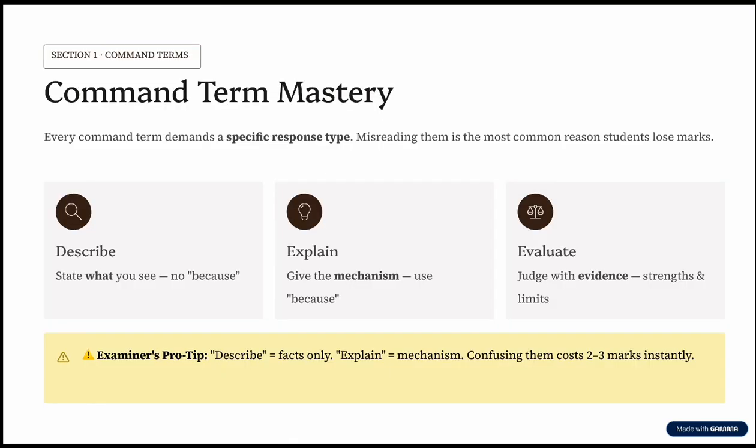First up, let's talk about the silent mark killers, command terms. Many students lose marks simply because they don't answer the type of question asked. If the paper says describe, just give me that what. Tell me the trend or the structure. But if it says explain, you have to provide the how or the why. Use the word because when the command term is explain. My examiner pro tip: don't write a paragraph explaining a described question. Save that energy and time for the questions that actually require it.